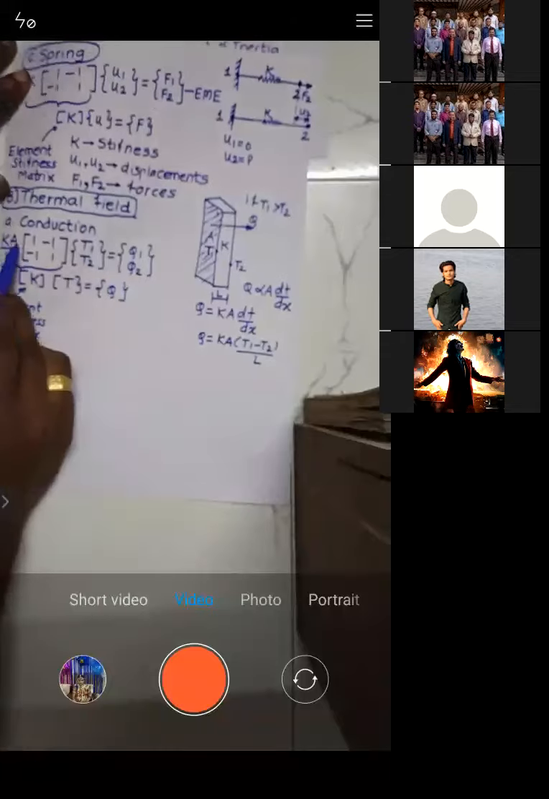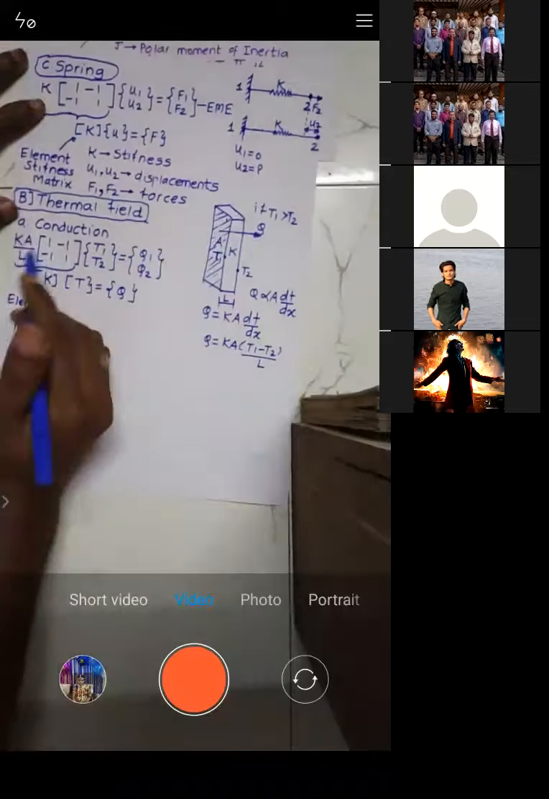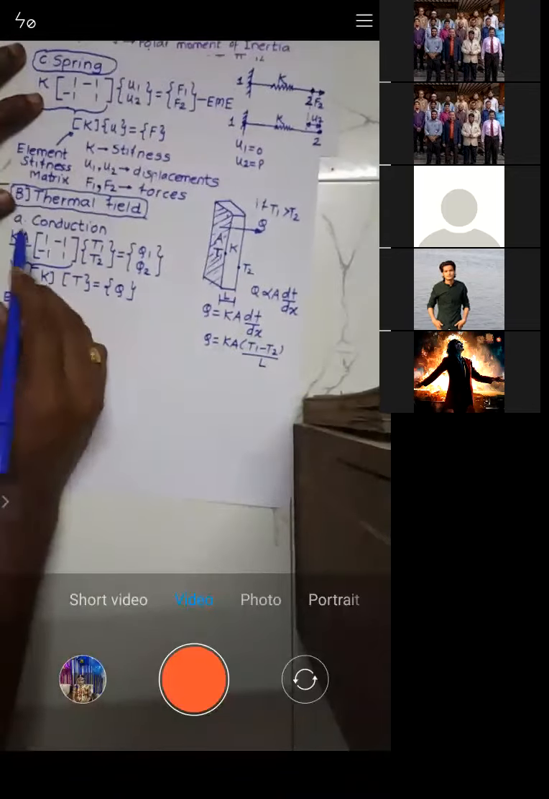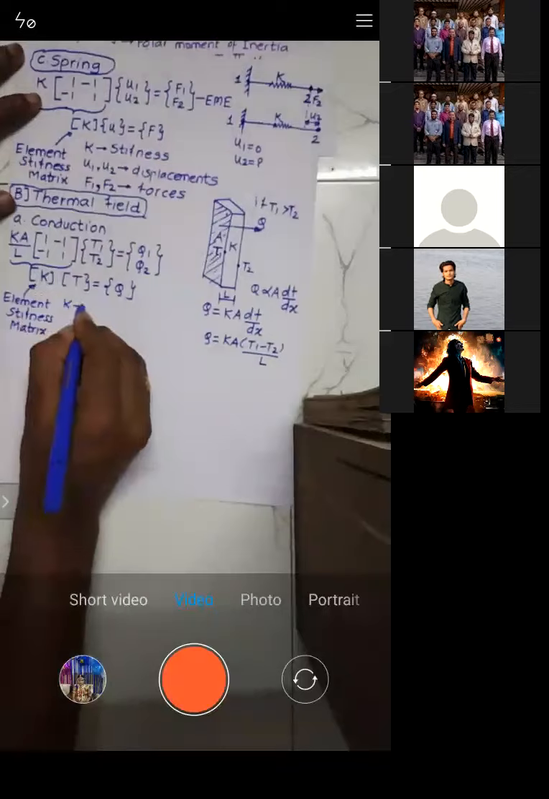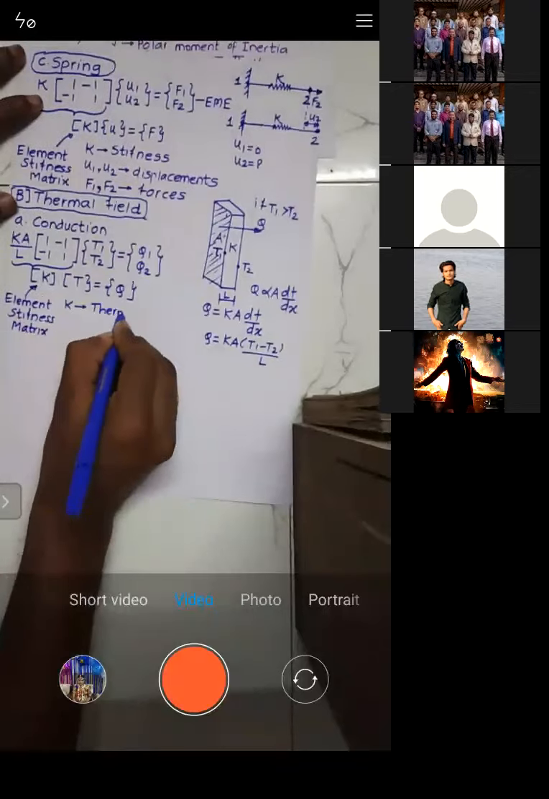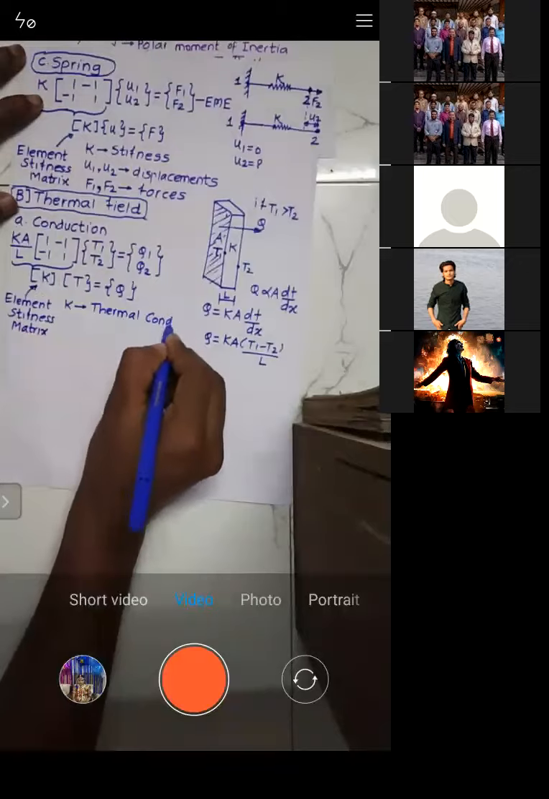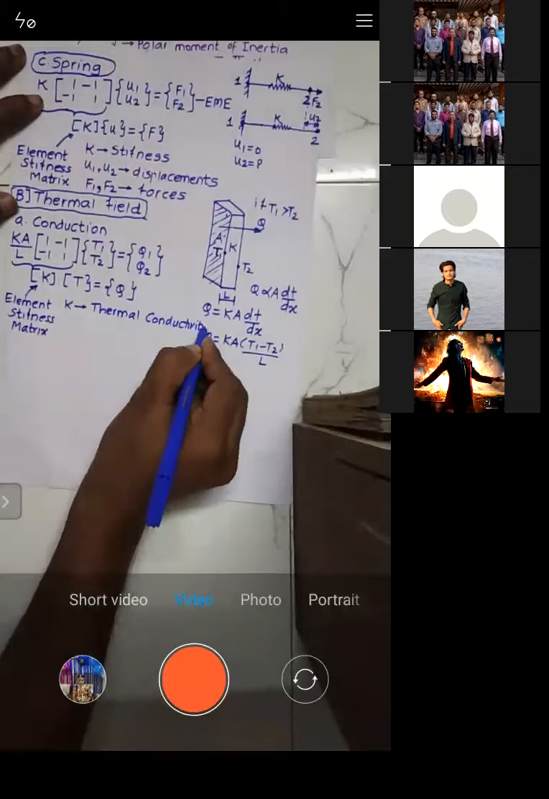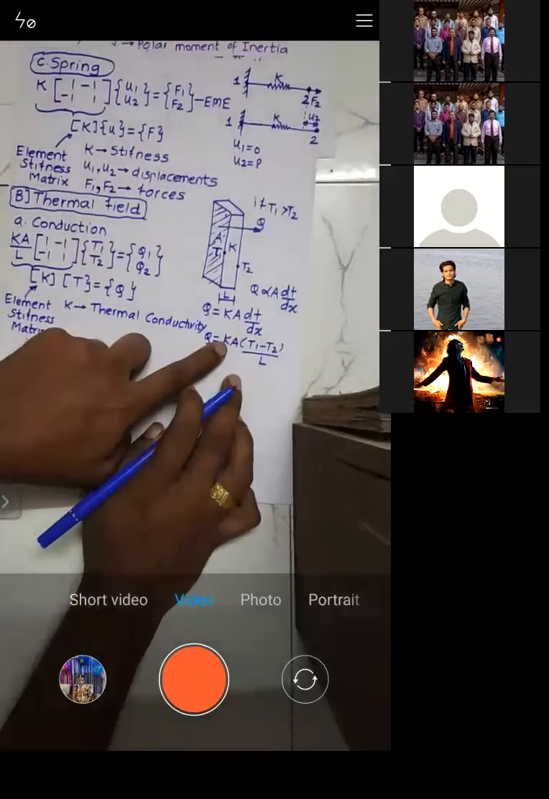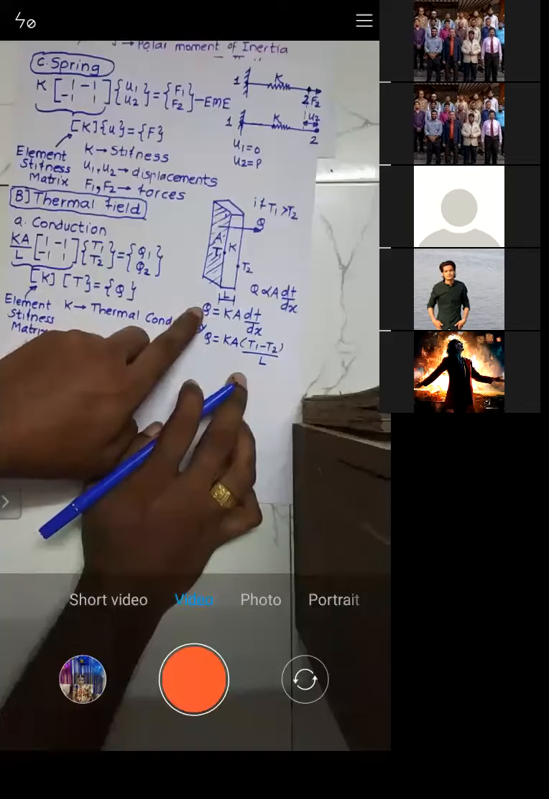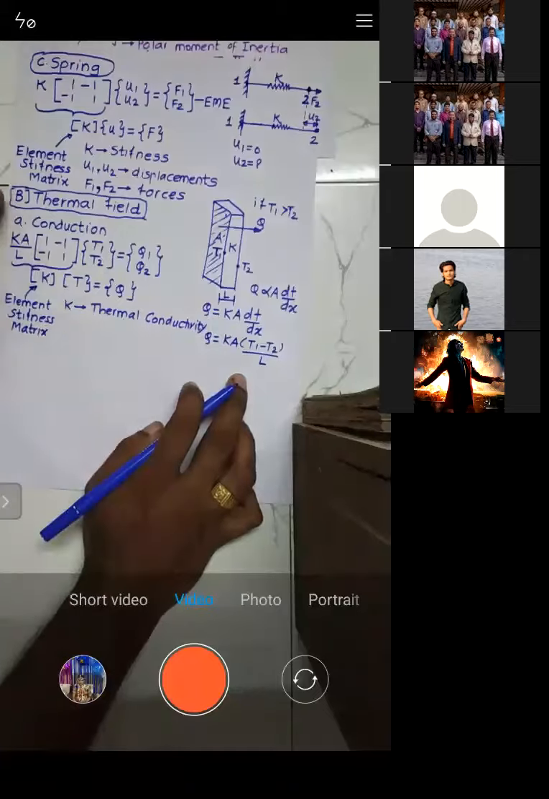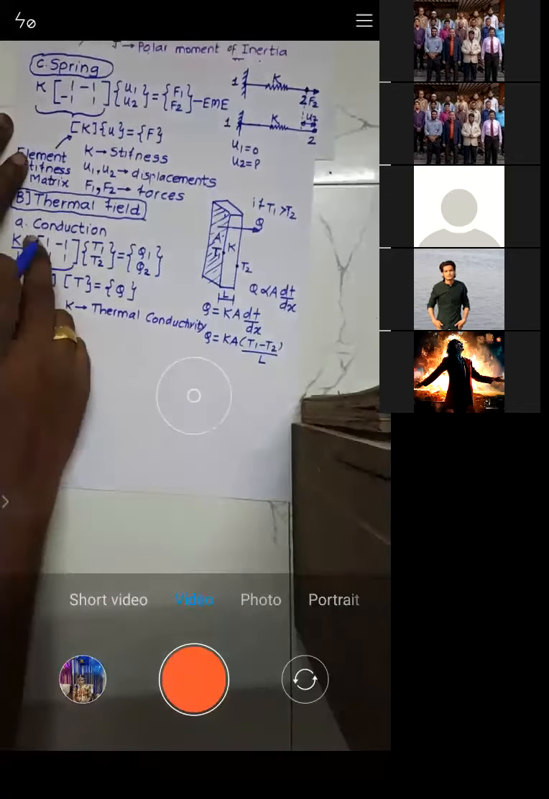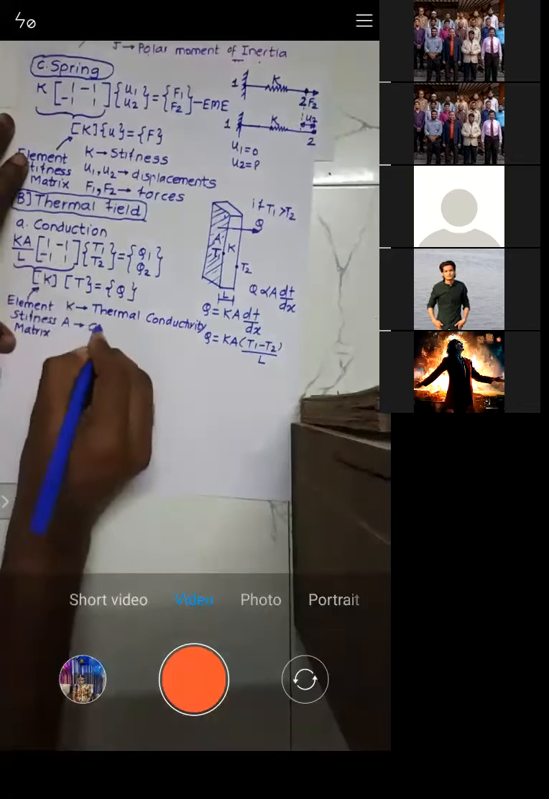Now come back to this K, without the matrix. This is called thermal conductivity. From here only you can determine the unit for K. What will be the unit for K? Heat flow will be in joule per second or kilojoule per second, divided by the rest, so you can determine it. K is the thermal conductivity. A is the cross-sectional area.